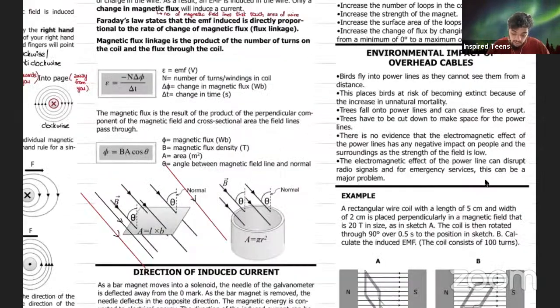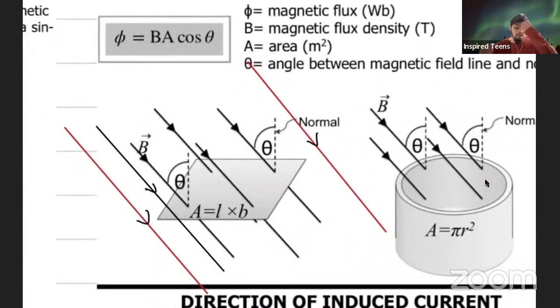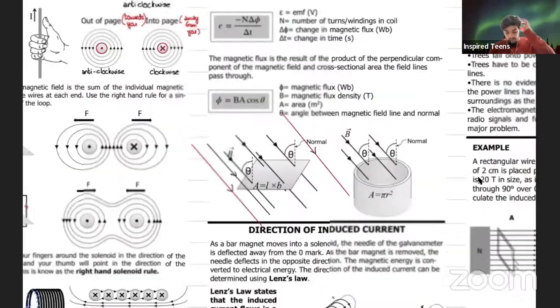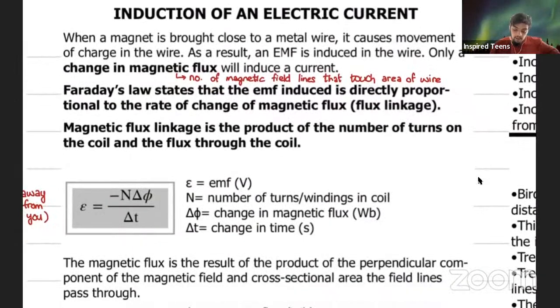Okay, and since they do not touch the cross-sectional area of the conductor, they're not part of the magnetic flux. So what gives us magnetic flux? Magnetic flux we get from the amount of lines that actually touch the cross-sectional area of the conductor. I hope that makes sense. Let's read this again.